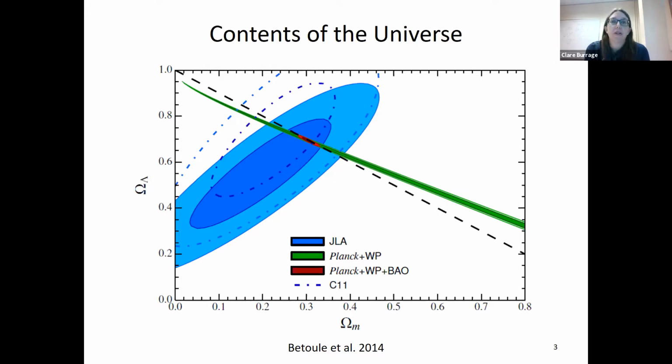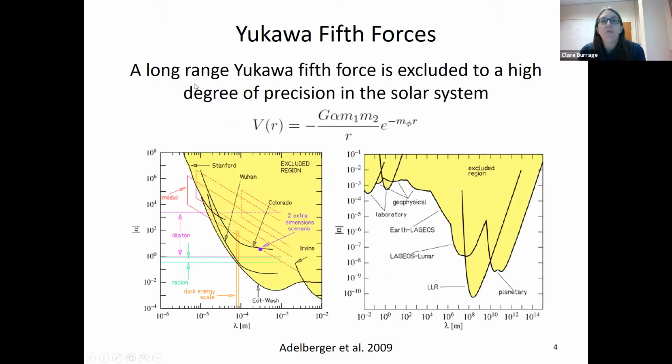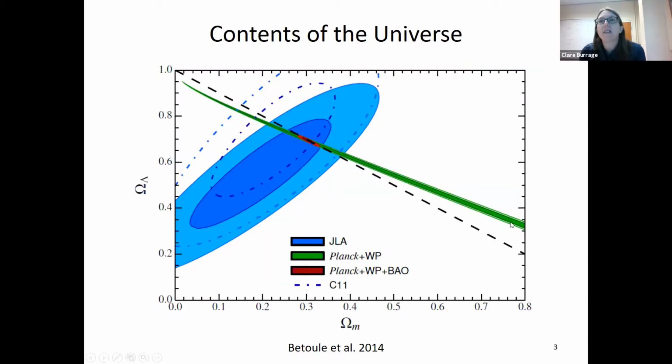So this is a plot of the fraction of our universe that is made up of matter, so omega matter, on the horizontal axis, and the fraction of our universe that is made up of something that looks like a cosmological constant on the vertical axis. And so if those two things add up to 1, you live on the black dashed line that runs diagonally through the middle of this figure.